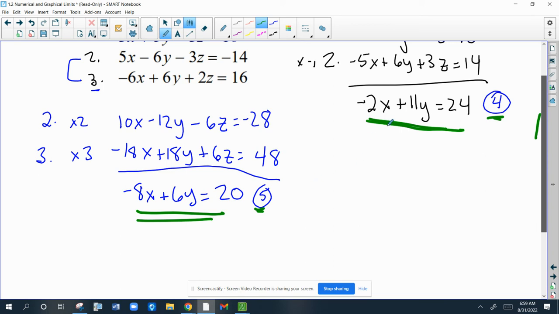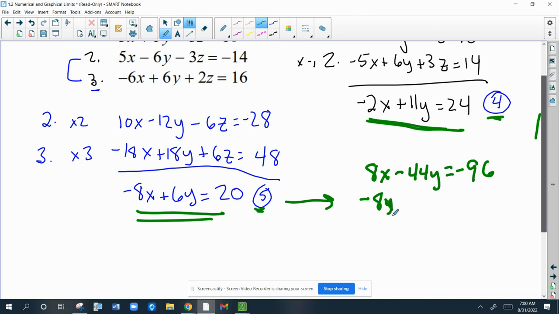So before I start, I think if I just multiply 4 by -4, I'll get 8x, and that will eliminate this -8x pretty easily. So again, equation number 4, I'm going to multiply by -4. So I'll get 8x minus 44y, and then -4 times 24 is -96. Hopefully that's right.